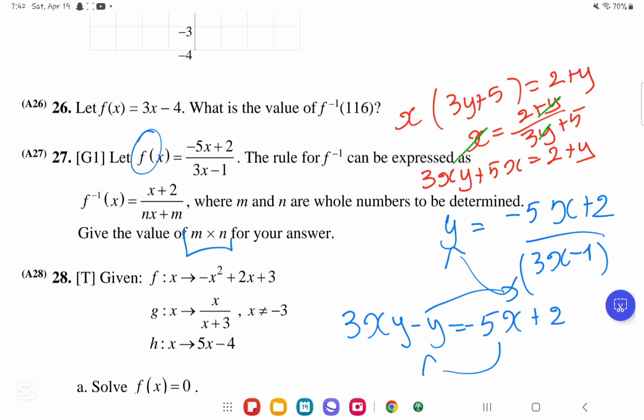So anyways, you get that it is 3x plus 5. They said n is going to be this value over here and m is going to be this value over here. They need m times n, so 5 times 3, this is going to be 15.